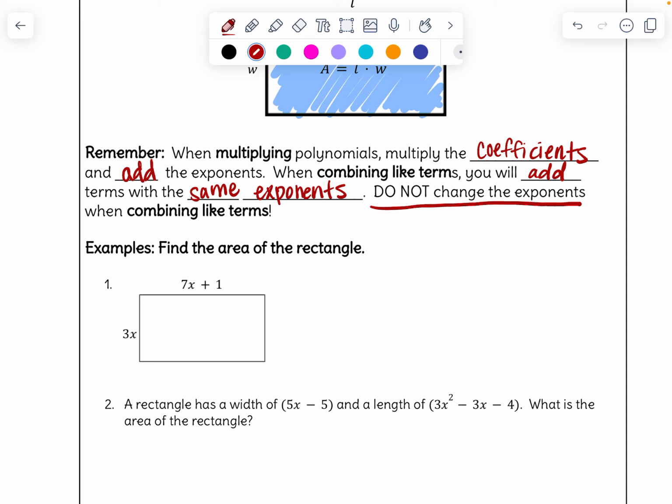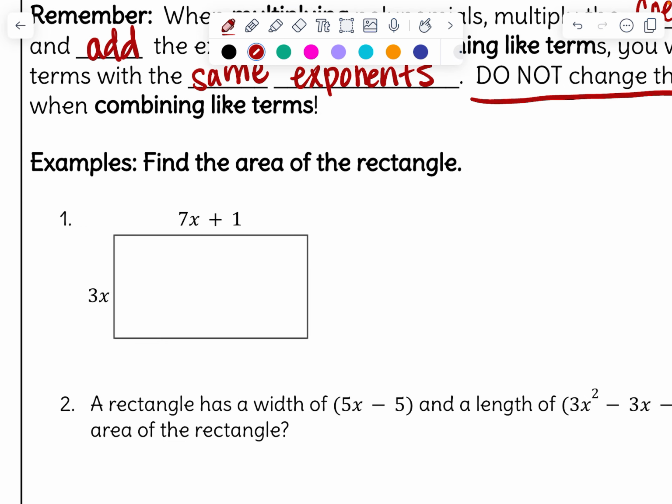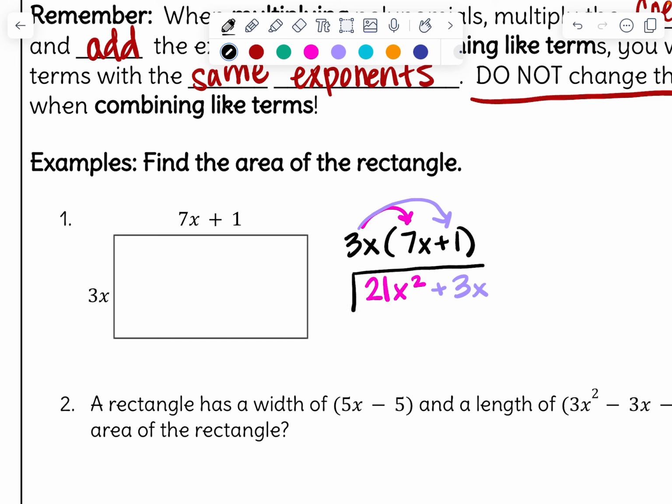So let's find the area of this rectangle. We have a width of 3x and a length of 7x plus 1. So set up the problem. I'm going to multiply 3x times 7x plus 1. Now I have to distribute. So 3x times 7x is 21x squared. 3x times 1 is 3x. So that is the area of this rectangle.